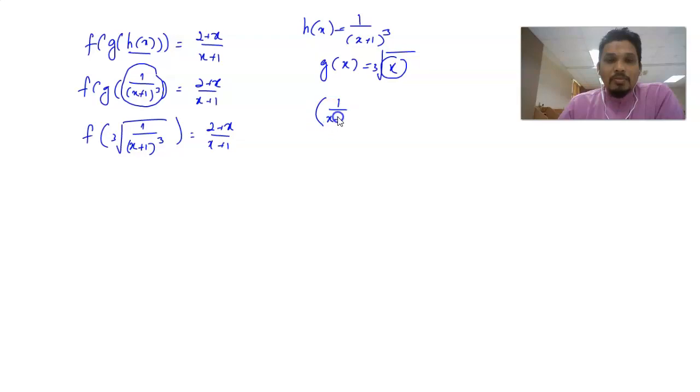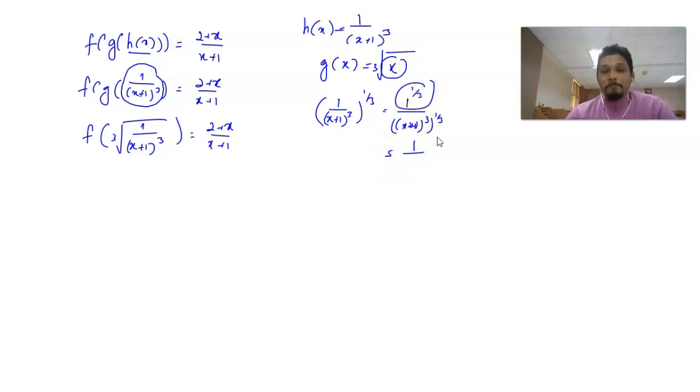1 over x plus 1 cubed. Cube root means to the power of 1 over 3, so we have 1 over 3 divided by x plus 1 to the power of 3 and 1 over 3. This will straightly give you 1 over 3 times 3, and it is x plus 1. Okay, so f of 1 over x plus 1 equals 2 plus x divided by x plus 1.